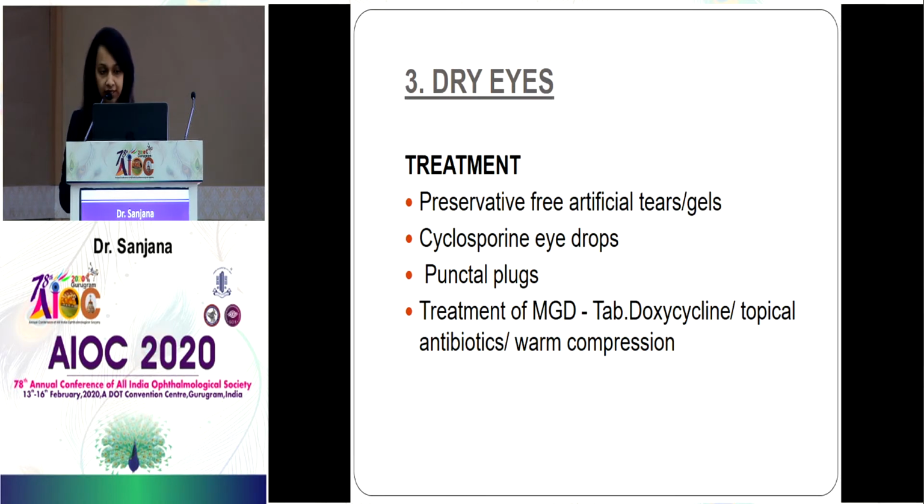Next thing is dryness. Dryness, again, can happen because of the ablation of the corneal nerves and also because of pre-existing dryness. In this, again, we normally use the preservative-free lubricant drops excessively. We can also add cyclosporin 0.1% BD, and if it is very severe, we go in for punctal plugs. But also make sure that if there is any meibomian gland dysfunction, MGD, then that has to be treated with tablet doxycycline, along with warm compress and lubricants.